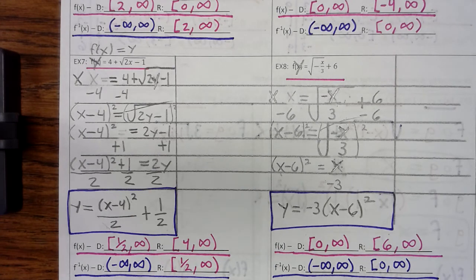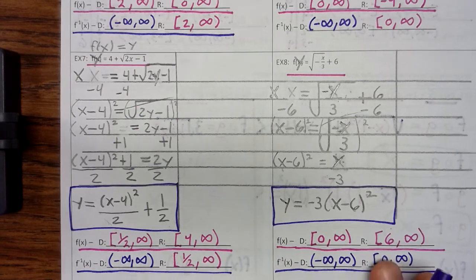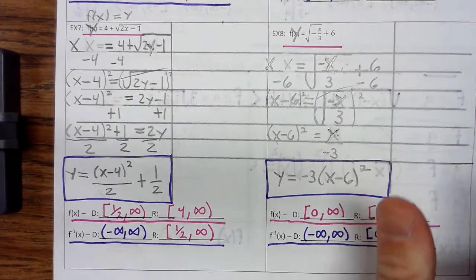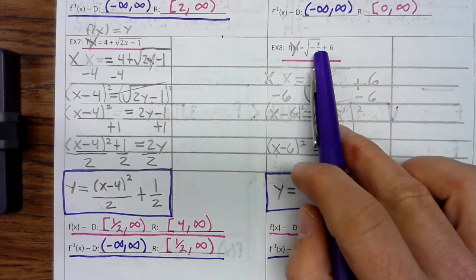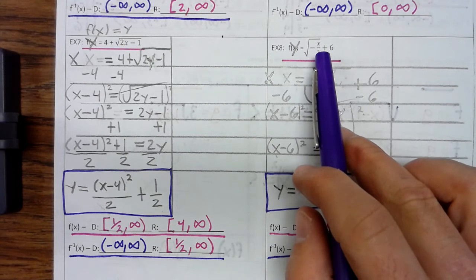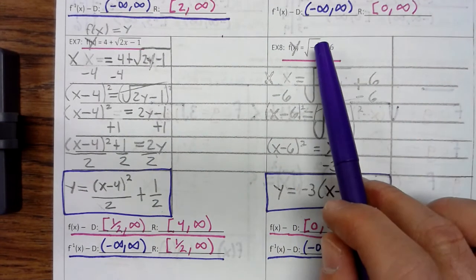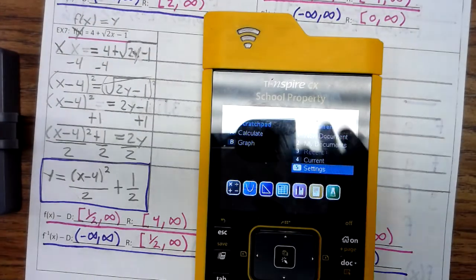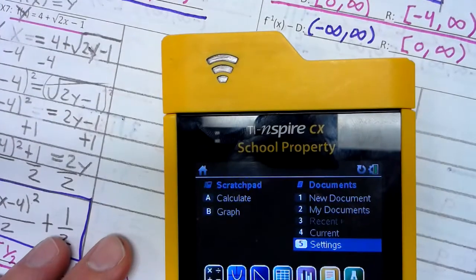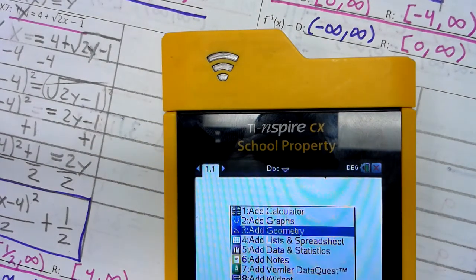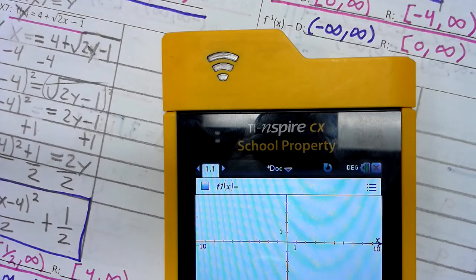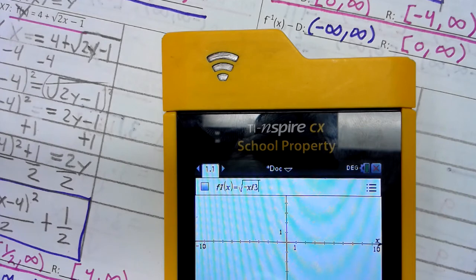Now, you should be able to do these all without a calculator, but it's good to check. Now, I've used a calculator to check, but something worries me about this one, and that negative inside of the square root makes me concerned about my domain. There were other ones that had that negative in front that I believe are concerning, but I'm going to graph this. So I'm going to go to New Document, Add Graph, and I'm going to graph that. So that's the square root of -x divided by 3 plus 6.